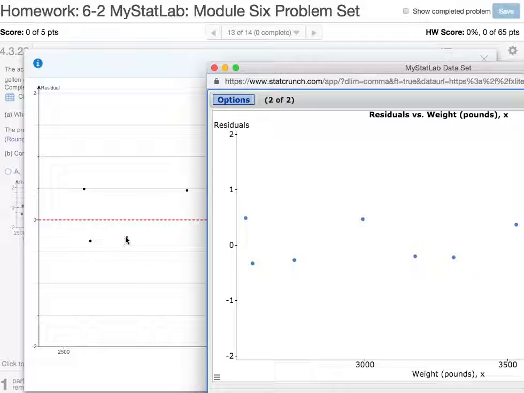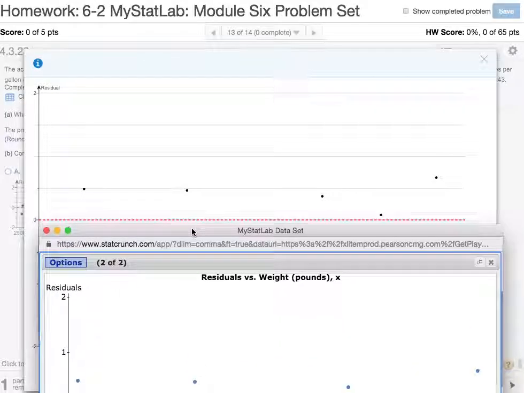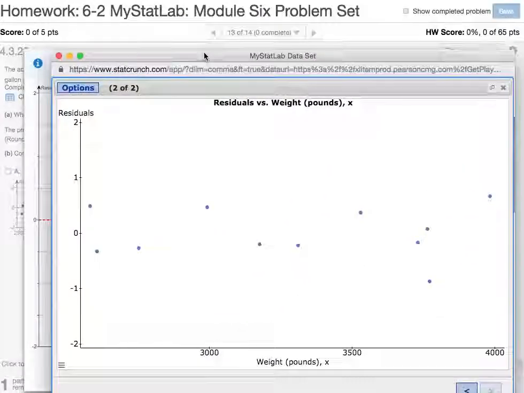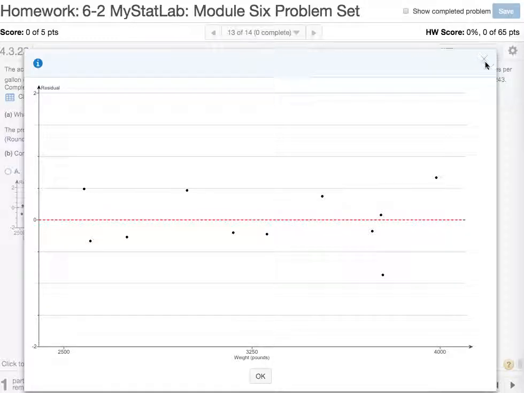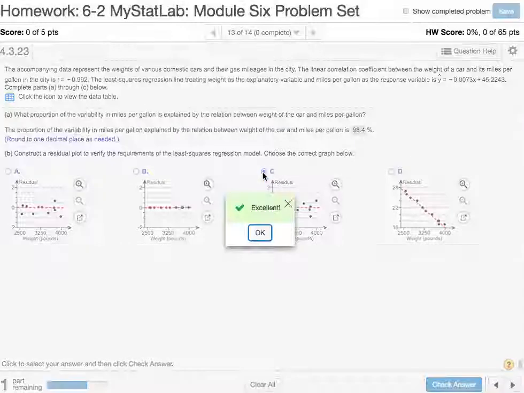Yes, that looks better to me. So I'm going to go ahead and go with that one because I think the other one is just a little bit off, but the pattern here looks very much the same. So I'm going to select C and see how that works out.